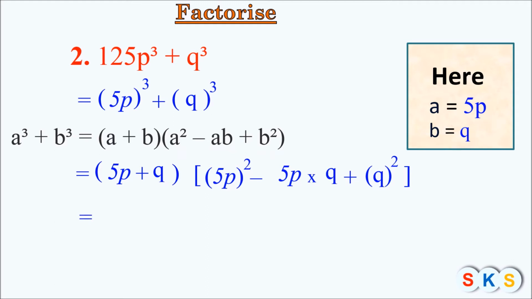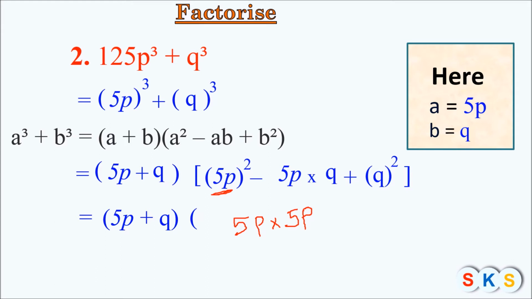So we will get, look at the first bracket, it is 5p plus q, and it cannot be simplified further. So we will copy the first bracket as it is, 5p plus q. In the second bracket, you can see the first term is 5p the whole square. 5p the whole square means 5p into 5p, right? What do you mean by 5p the whole square? 5p into 5p, correct? So 5 into 5 is 25 and p into p is p square.